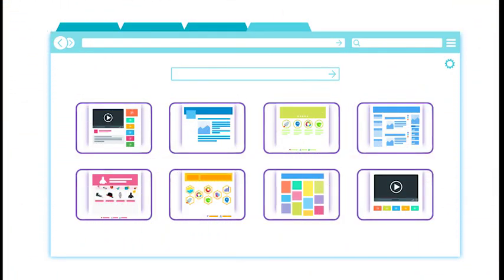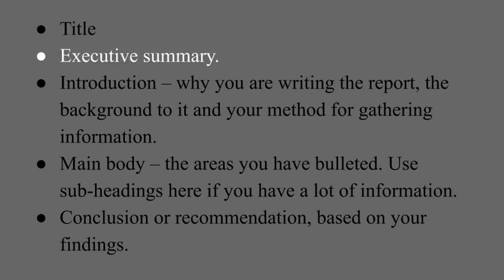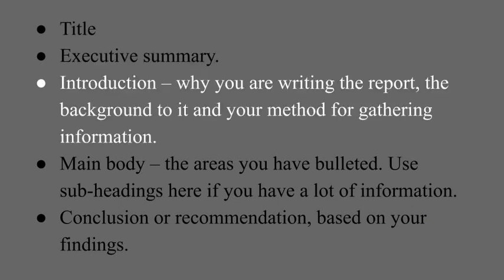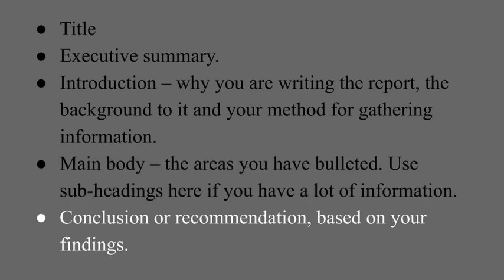Lay out the key sections. Whatever the type of the report, it will consist of the following sections: title, executive summary, introduction, which is why you are writing the report, the background to it, and your method for gathering information, the main body, which includes the areas you have bulleted. Use subheadings here if you have a lot of information, and the conclusions or recommendations based on your findings.